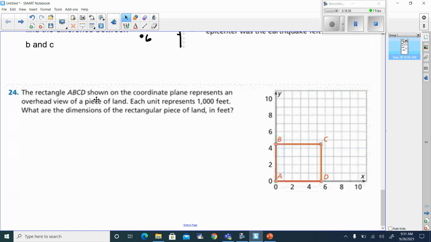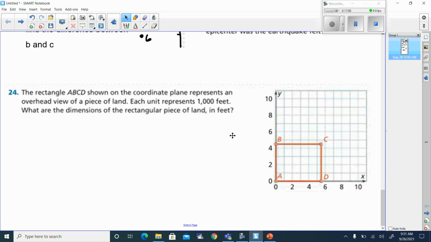The rectangle ABCD, shown on the coordinate plane, represents an overhead view of a piece of land. Each unit represents 1,000 feet, okay? Each unit represents 1,000 feet. What are the dimensions of the rectangular piece of land?